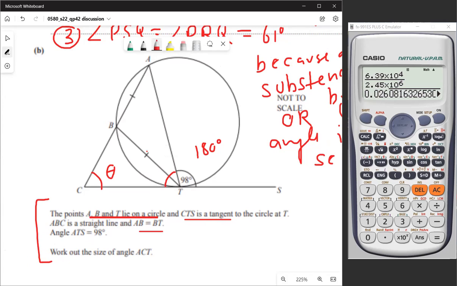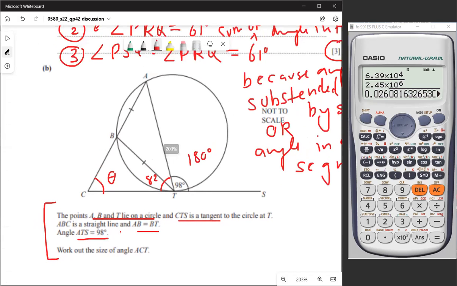82. Okay. That is 82. Fine, now we know that one. Now we already know that ATS is 90. Fine. We also know that ABT is going to be 98.